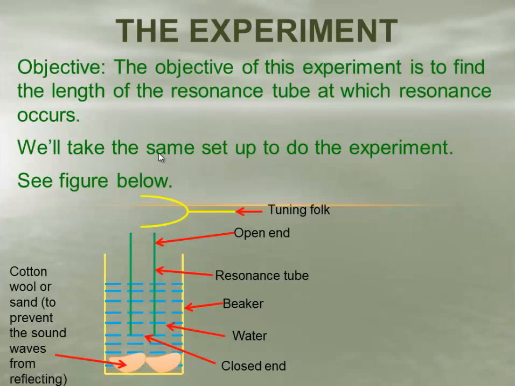So what you do, as explained, is that our objective is to find the length of the resonance tube at which resonance occurs. You know that for resonance to occur, the frequency of this tuning fork should match the natural frequency that is building up inside this open end. So we use the same setup here.